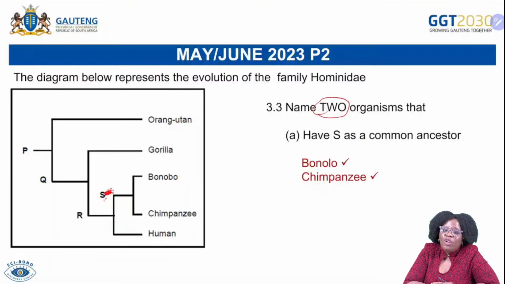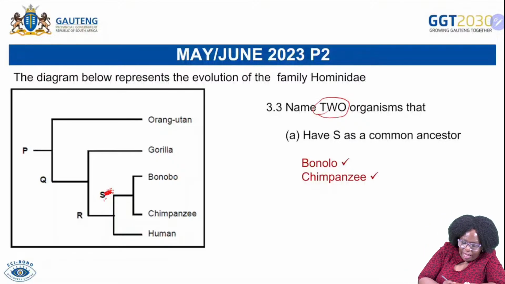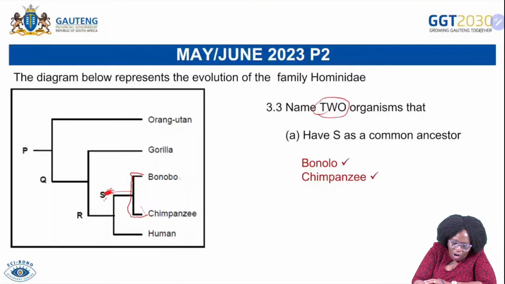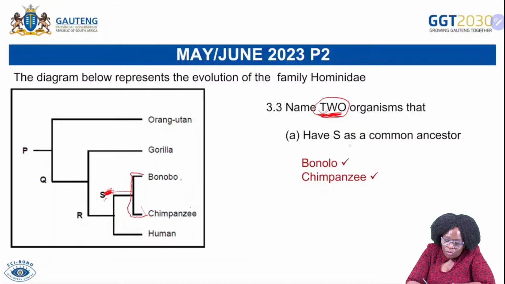But we don't guess, so we are going to check our phylogenetic tree. Here is S, and S has this line here. If you check, the line gives rise to two organisms, and the two organisms are bonobo and chimpanzee. Because the question was asking for two organisms, your answer is going to be bonobo and chimpanzee.